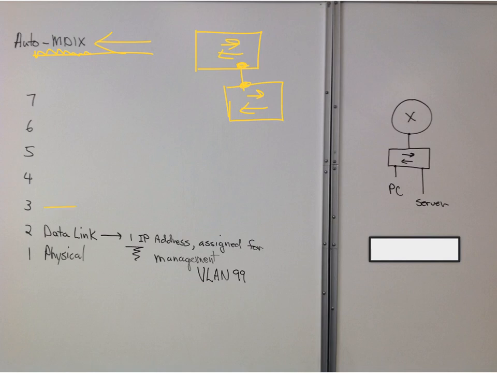Currently, even though we are doing some network layer things, most of what we're working on right now is data and physical link. In a layer 2 switch, one IP address is assigned for management. Typically now we'll be using VLAN 99. There's no special rule that it has to be that, but that's what we use.